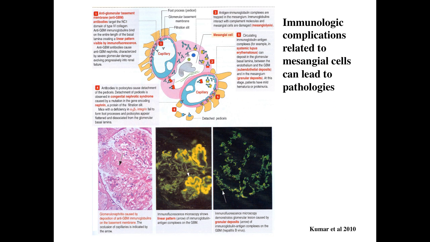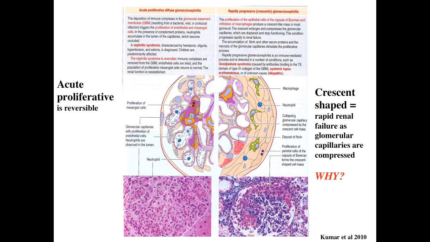This slide is certainly beyond the scope of our course, but I just would like you to understand that immunologic complications related to mesangial cells can be manifest with a variety of renal pathologies, and likewise, this slide is also beyond the scope of our course, but it will highlight for you differences between acute glomerulonephritis and rapidly progressing glomerulonephritis. The acute glomerulonephritis is reversible. This is proliferation of the mesangial cells. They will respond appropriately, and then as the situation resolves, the mesangial cells will stop proliferating.